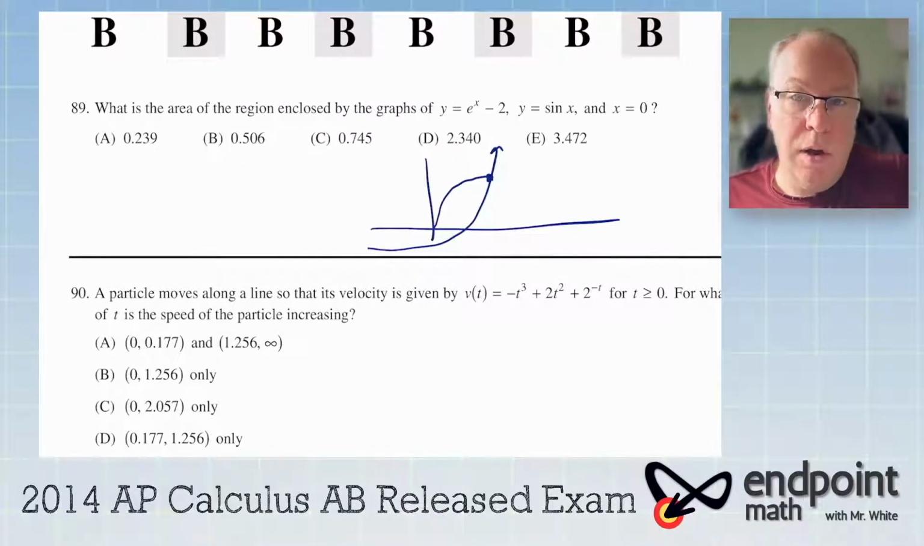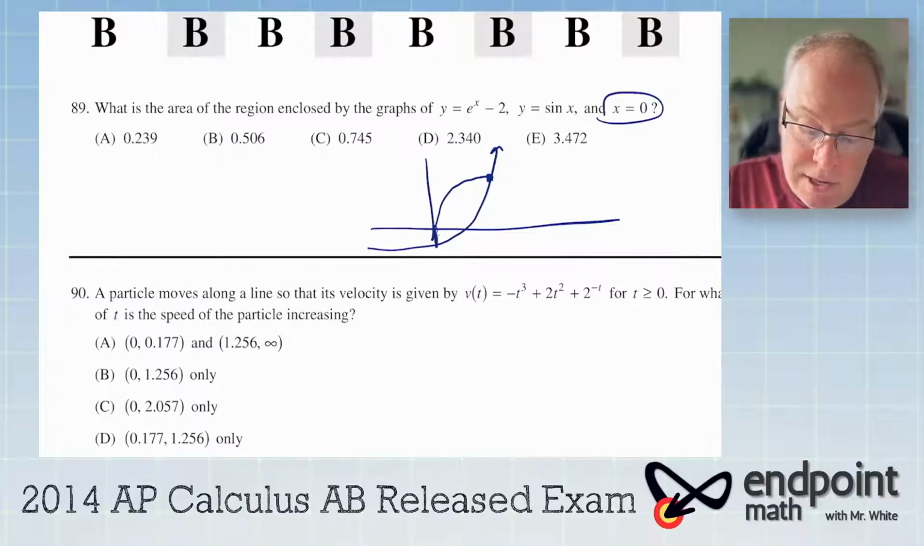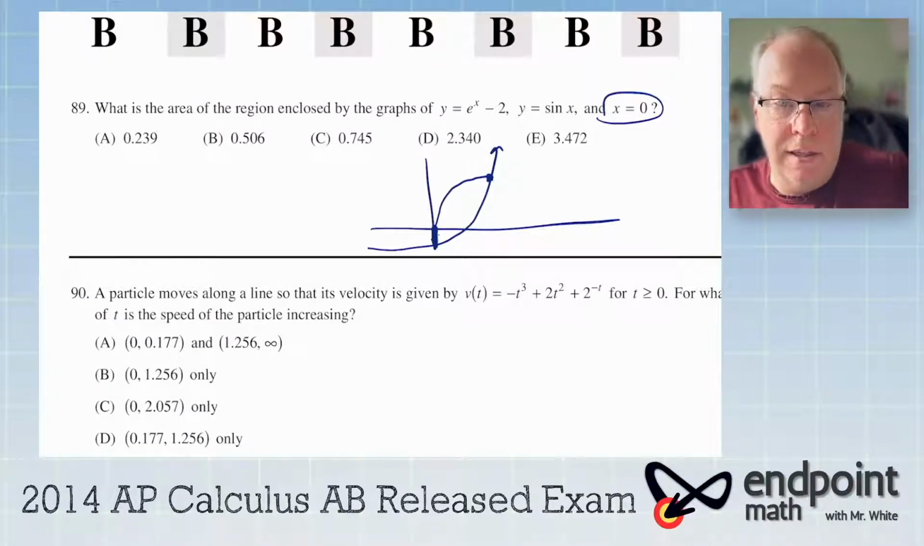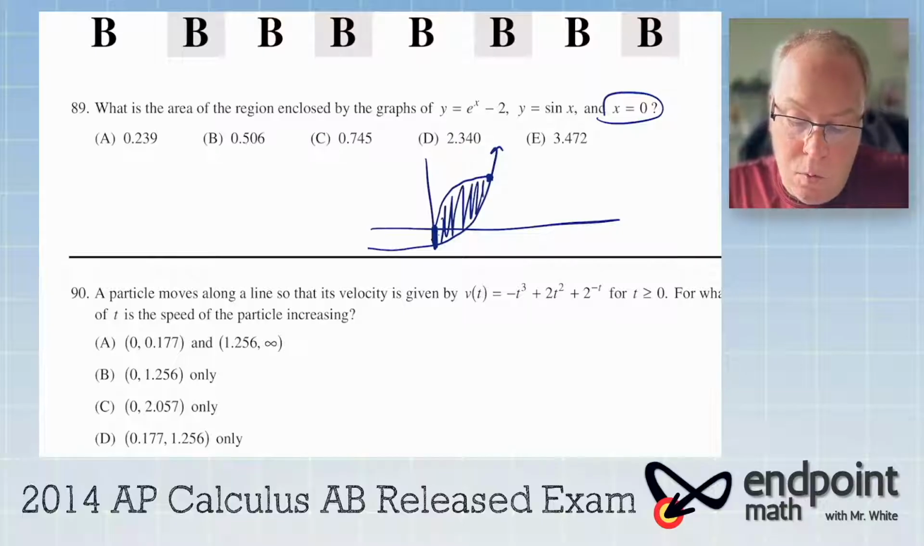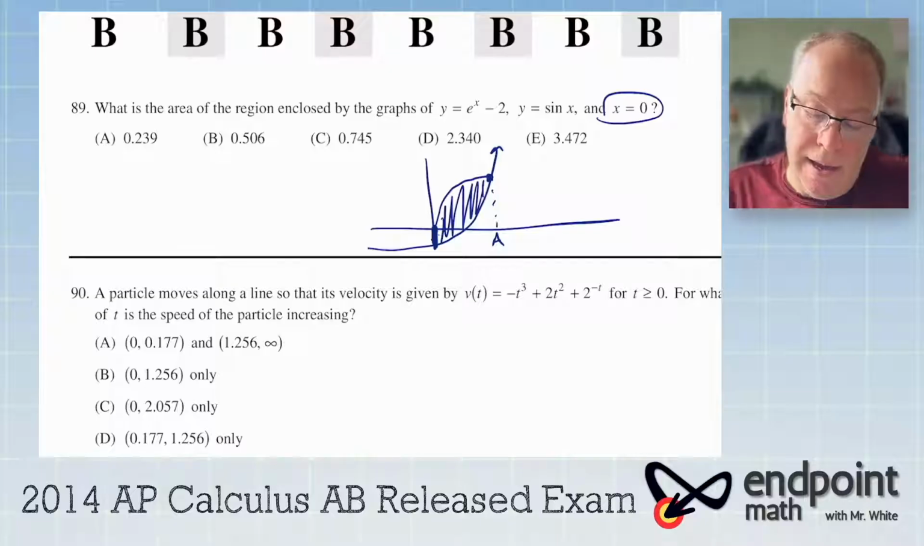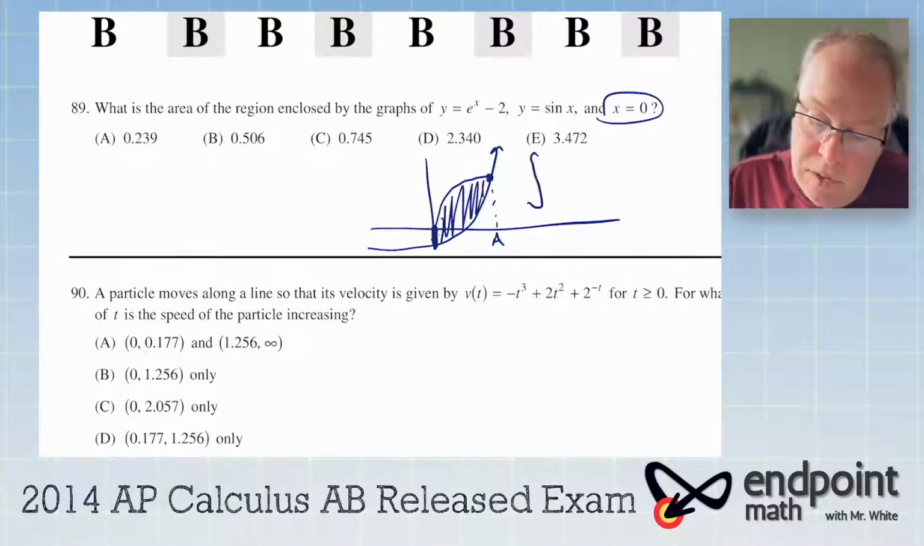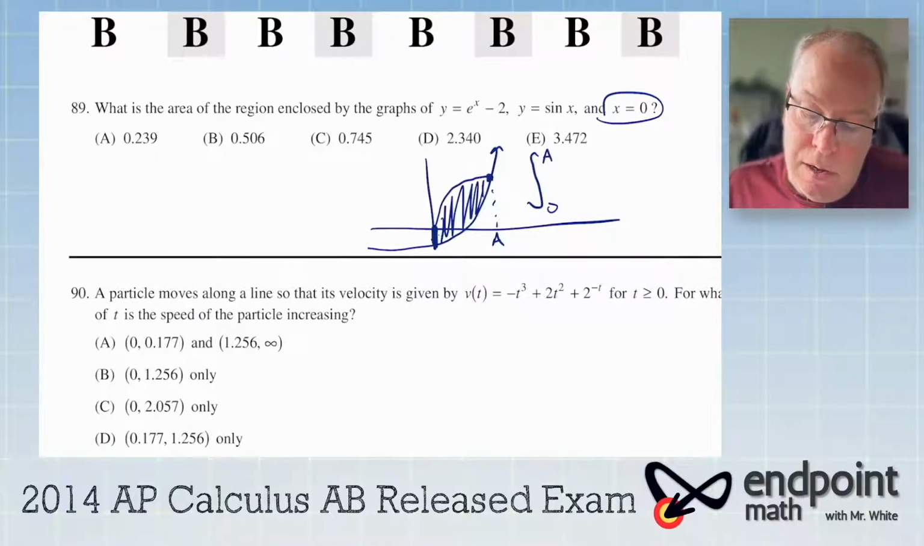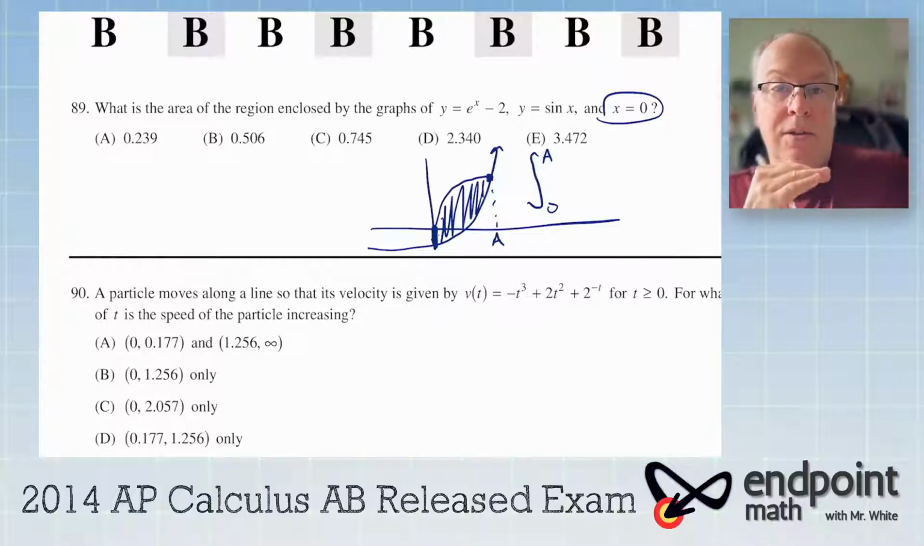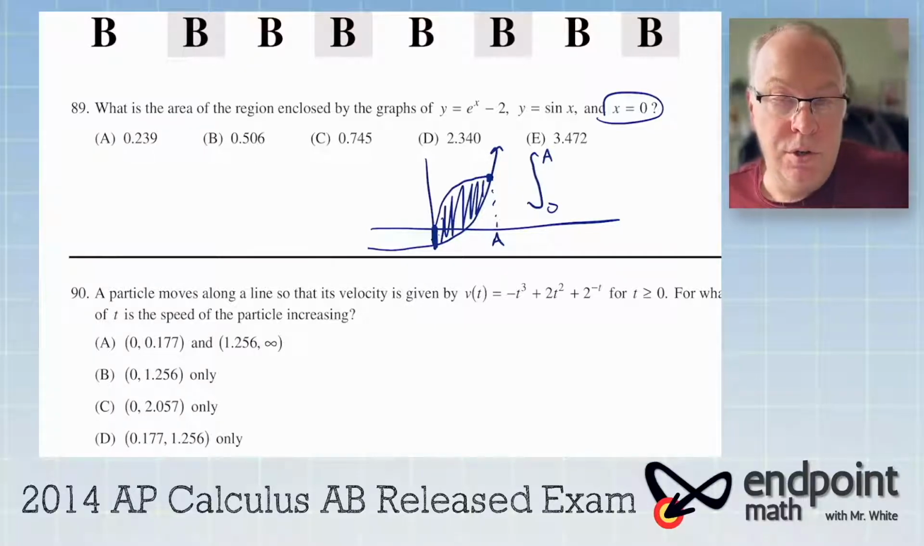You could take time to reason out where it might hit, but we're going to use the calculator to do that, of course. And then x equals 0. x equals 0 is just a vertical line right there. So we need to figure out this value right here. I'm going to call it a. So we need to integrate from 0 to a on the upper minus the lower, right? I'm sure your teacher drilled that into you.